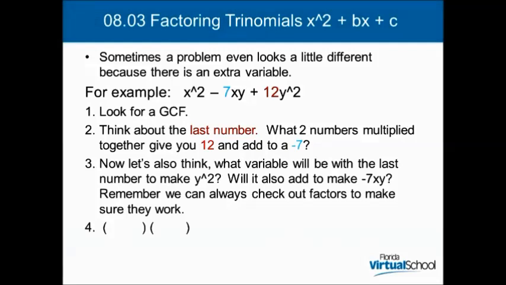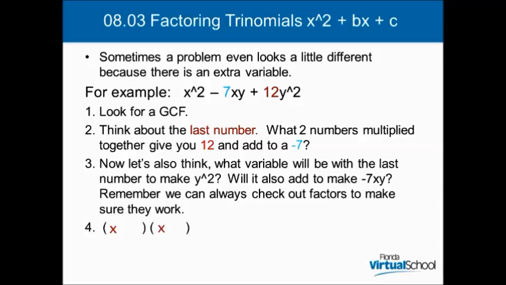Now sometimes a problem may look a little bit different because it includes an extra variable, but our process will actually be exactly the same. First we'll look for a greatest common factor. In this case, there aren't any greatest common factors here. So we'll look at our parentheses, and we know that our first term needs to begin with an x squared. So we'll go ahead and type an x at the beginning of each of these parentheses.